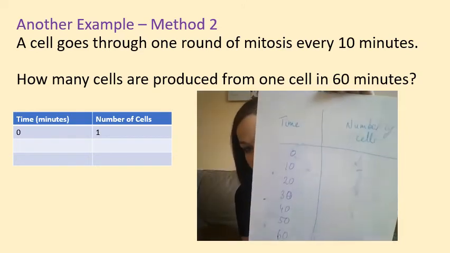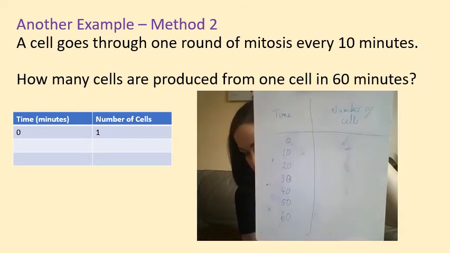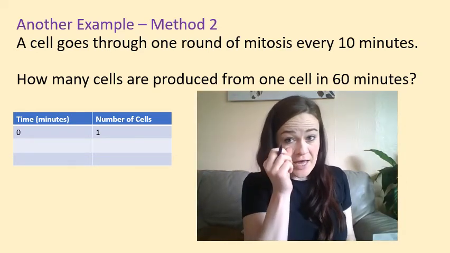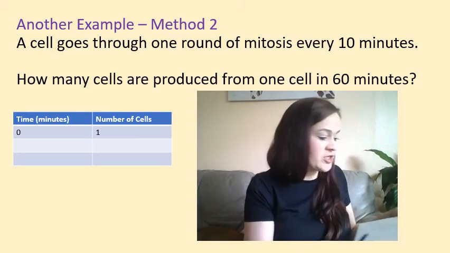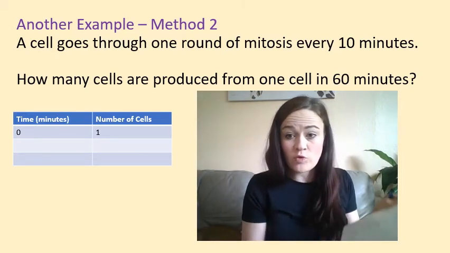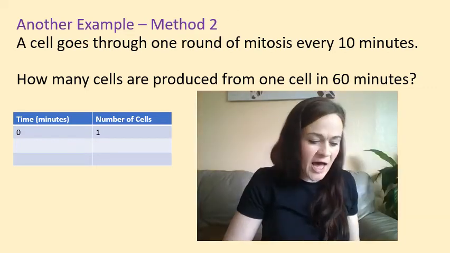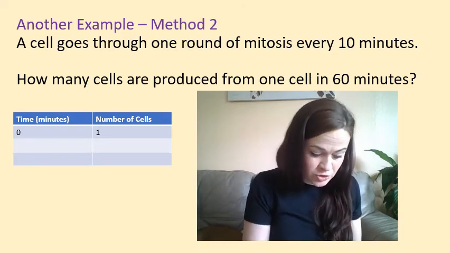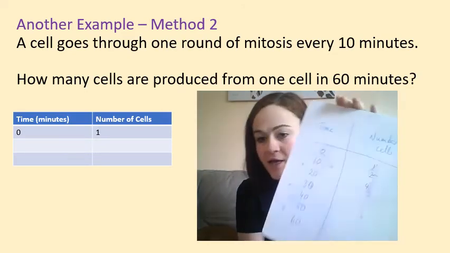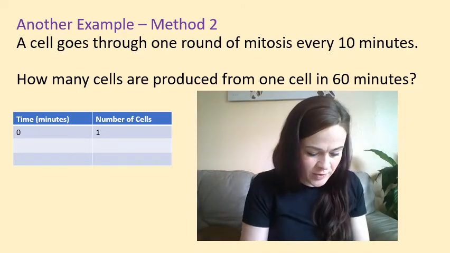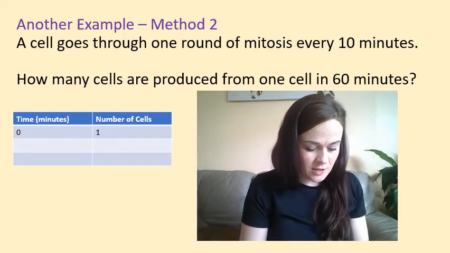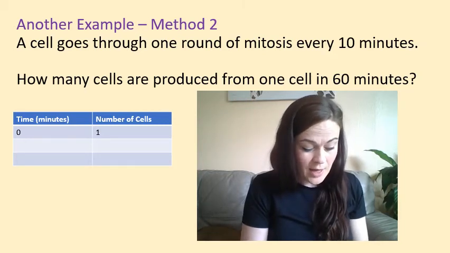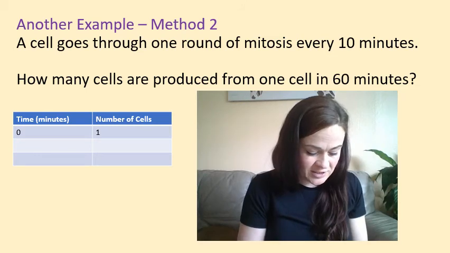Okay, so this time our table's quite a bit longer. So now we'll go on to our second column, which is how many cells we produce. So at time point 0, there is 1. We're starting off with 1 cell. Okay. After 10 minutes, that 1 cell becomes 2. After another 10 minutes, those 2 cells become 4. Okay, we're going to keep doing that. The 4 become 8. The 8 become 16. The 16 become 32. And the 32 become 64.